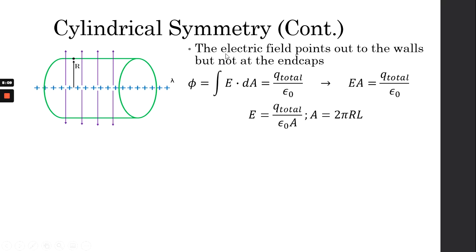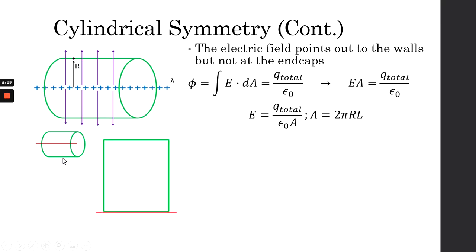But first, take note that the electric flux is only happening at the walls. It's not happening on the end caps. So the area that you are looking for is actually not the area of the whole cylinder, but only the walls of the cylinder. So if I take my cylinder and cut it open without end caps, there's nothing at the top or the bottom, you may notice that you have something like a rectangle or a square. And what is the area of a rectangle or a square? We know that the area of a rectangle or a square is equal to length times width, right?